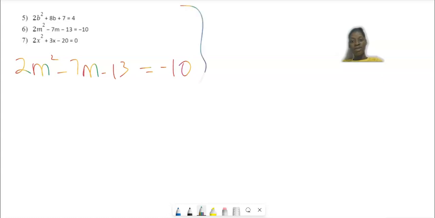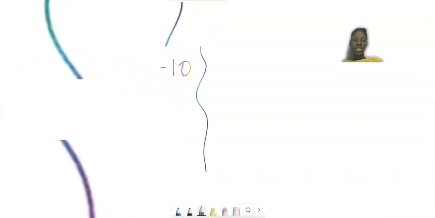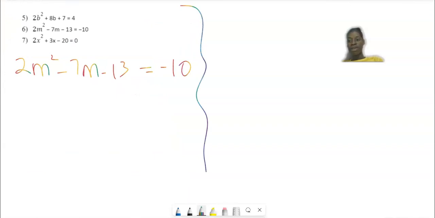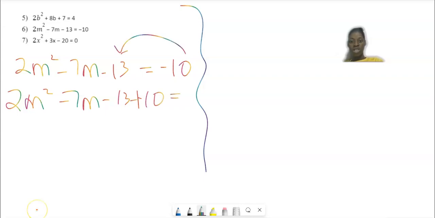Alright, so the next example is this one. 2m squared minus 7m minus 13 equals negative 10. So you want to put it in the general form by getting everything on the left hand side. So that means we need to transpose the negative 10 to the left hand side. So we're going to have 2m squared minus 7m minus 13 plus 10 equals 0.